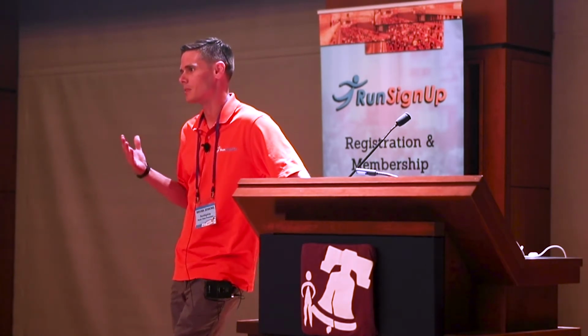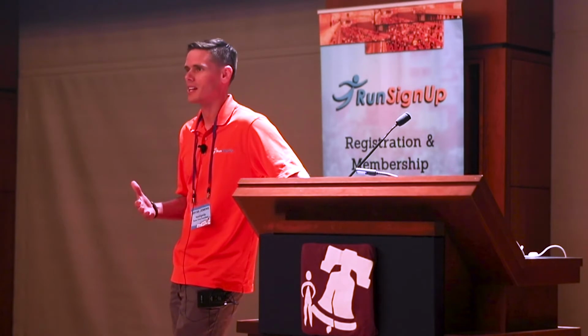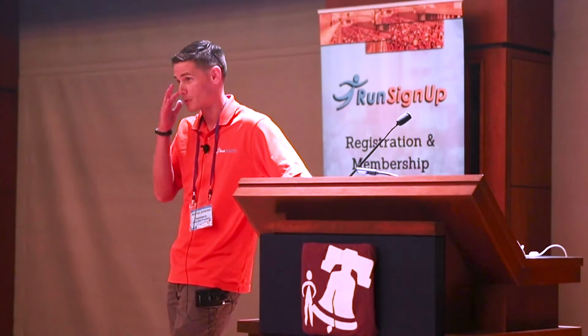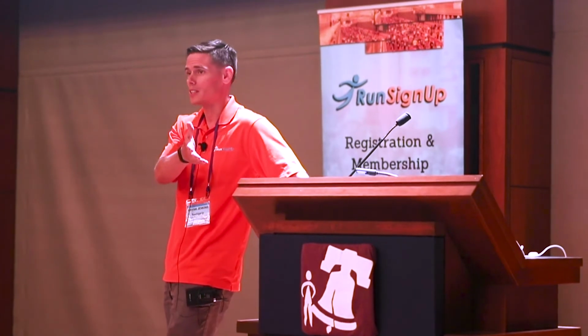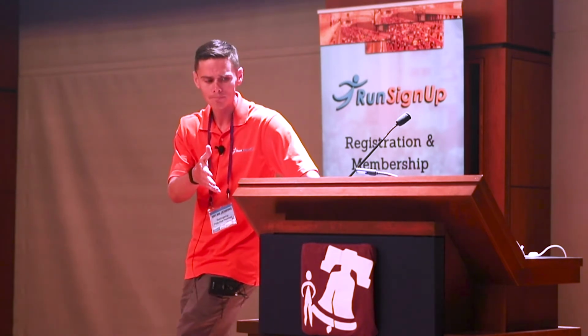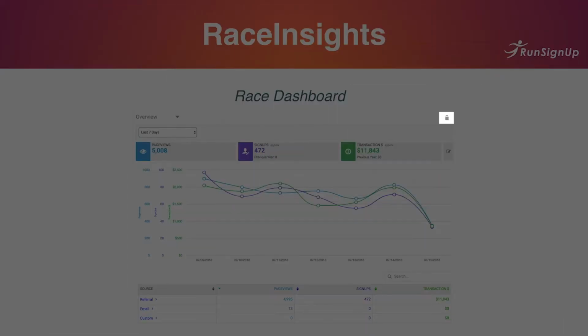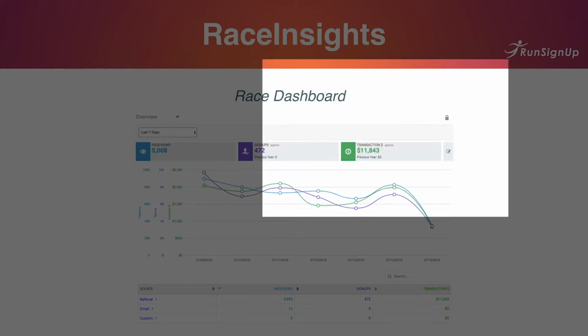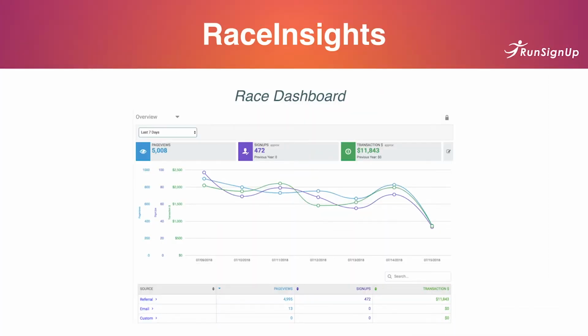The Race Insights system is built to help you understand where traffic is coming from, where donations are coming from, where registration is coming from. And Jeff and the UX team are making this better by the day. So it really becomes your starting point for your navigation of RunSignUp. The other thing to point out is there's a lockbox in that top right-hand corner. Pay close attention to that lockbox. That is your get-out-of-jail-free card.